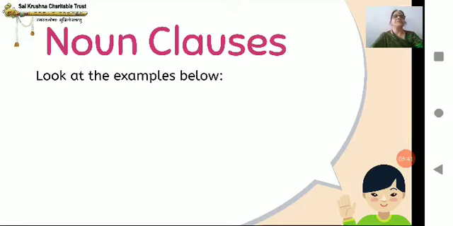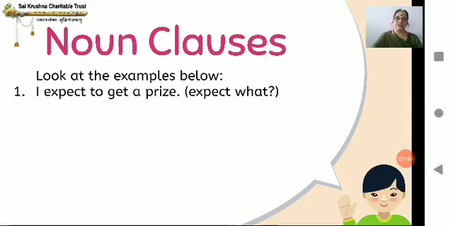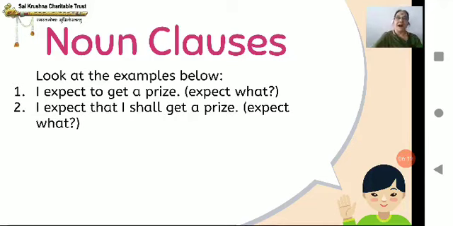Look at the examples below. I expect to get a prize. Now you see here, I is a pronoun. Expect is what? A verb. Expect to get. There's some expectation. Expect to get what? A prize. What do I expect? Prize. Are you understanding? So when you ask the question, you get the answer. Prize. I expect that I shall get a prize.